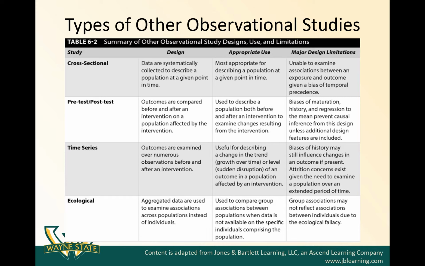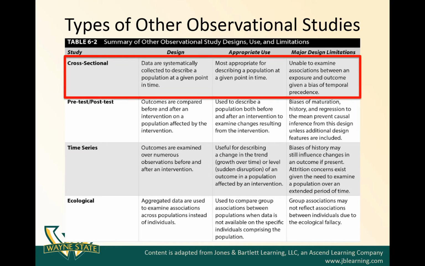These are 4 primary other observational study designs. This table is taken from your textbook. And the first one is a cross-sectional design. This is when you assess a population at one point in time.